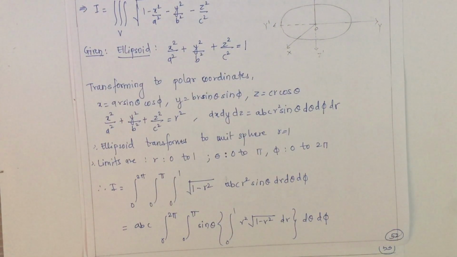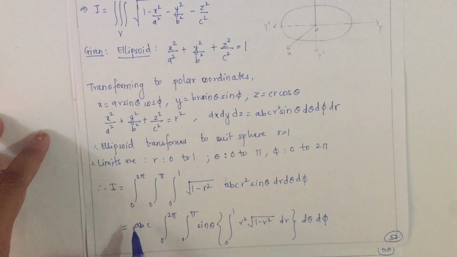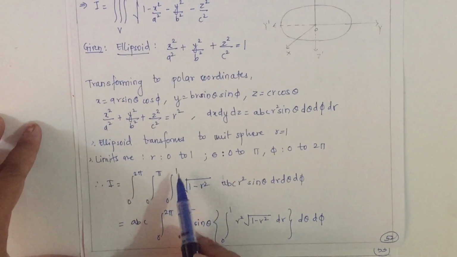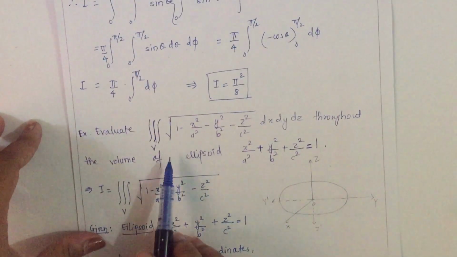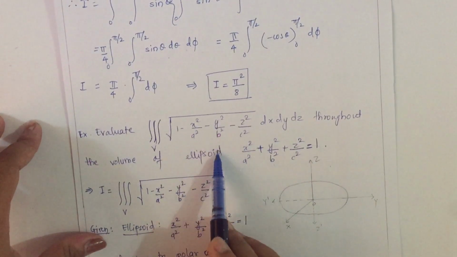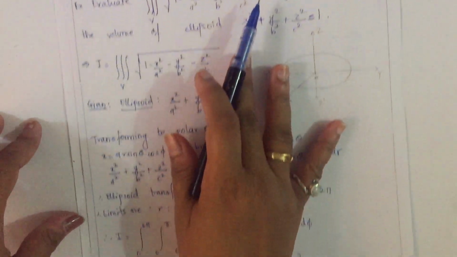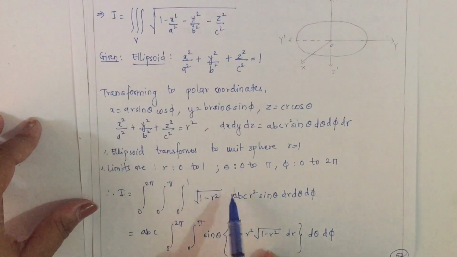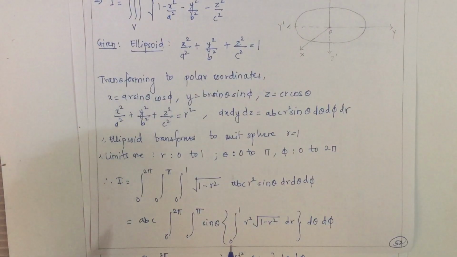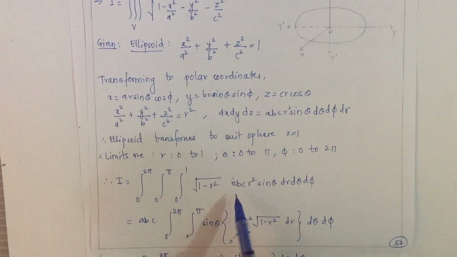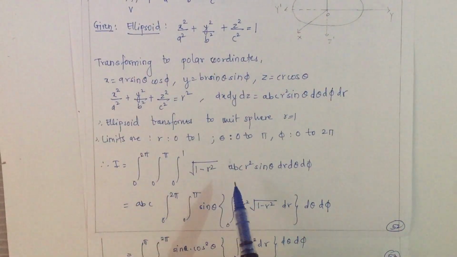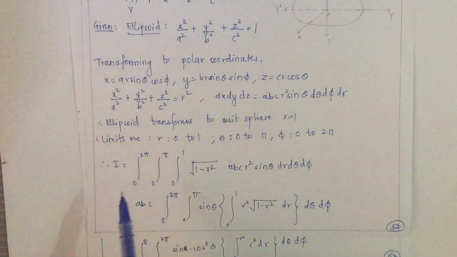So we now know the limits, so the integral becomes integral 0 to 2 pi, integral 0 to pi, integral 0 to 1. The function is root of 1 minus, if you take minus common, x square upon a square plus y square upon b square plus z square upon c square. We can replace this with r square, so you have root of 1 minus r square, and dx dy dz will be replaced as r square abc sine theta dr d theta d phi. We'll first solve with respect to r, then phi and theta.